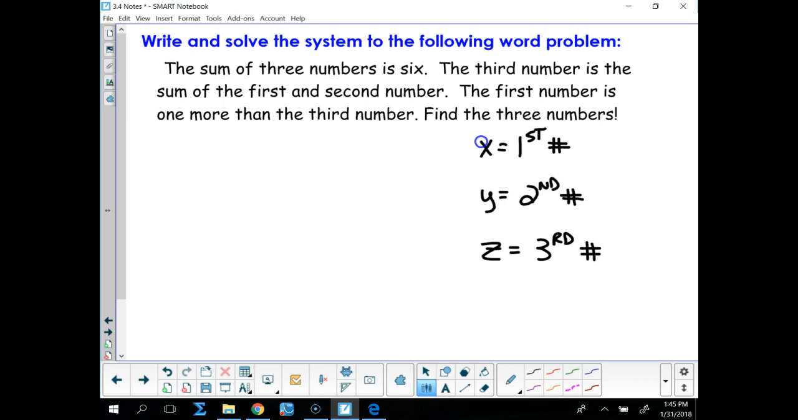Now what can we do next? Then we can create the equation. Now let's make some equations. Give me a first equation. X plus y plus z equals 6. That translates into the sum of three numbers is 6. Okay, give me the next equation.